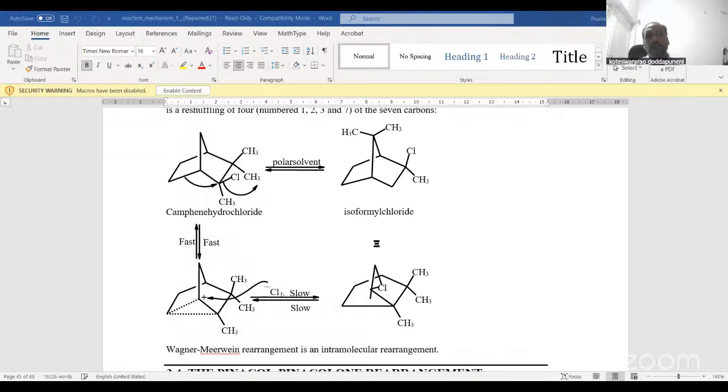The leaving chlorine may undergo addition, that is, substitution here. That leads to the formation of the chloro-substituted product, though it is somewhat disturbed. That leads to the formation of isobornyl chloride. Camphene hydrochloride is rearranged to isobornyl chloride.